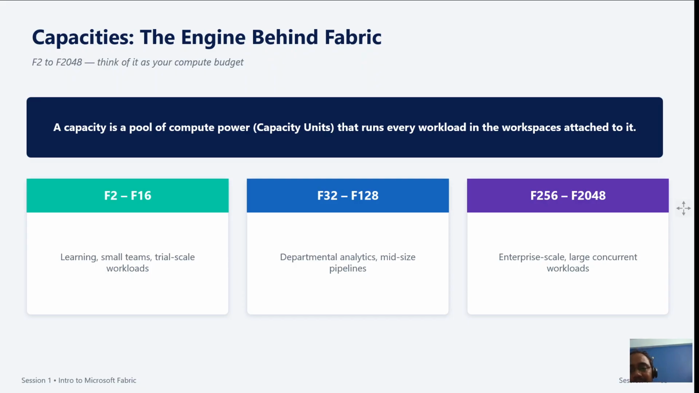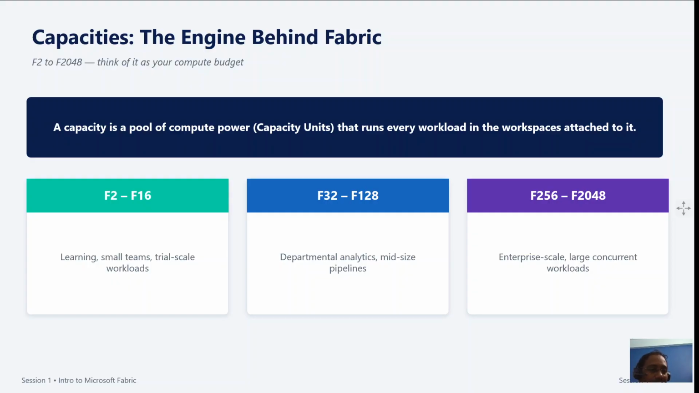Coming to the capacities, if you're observing, it starts with an F2 to F2048. Think about it. What is a capacity? A capacity is a pool of compute power, capacity units, that runs every workload in the workspaces attached to it. Suppose if you want to get started with small compute, smaller data sets, smaller teams, smaller workloads, we can get started with a trial account. After the trial completion, if you want to learn with small teams, you can get started with F2 to F16 F SKUs.